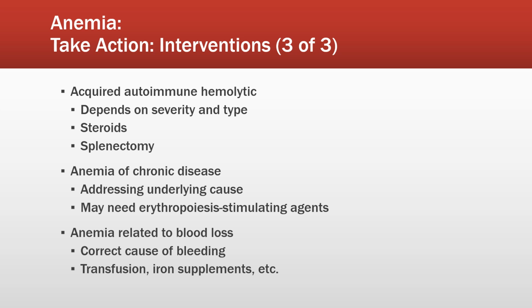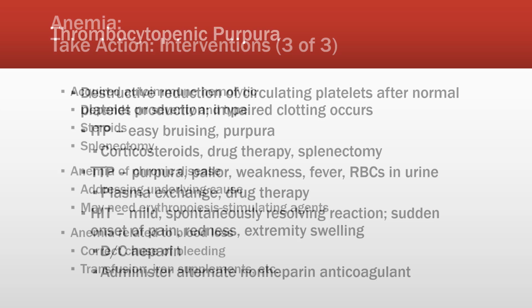Anemia of chronic disease, obviously, they want to address what's causing the anemia, and they may need what we call an erythropoiesis stimulating agent, like your epoetin, which stimulates the bone marrow. Anemia related to blood loss, you're going to correct the cause of the bleeding and transfusion, maybe some iron supplement.